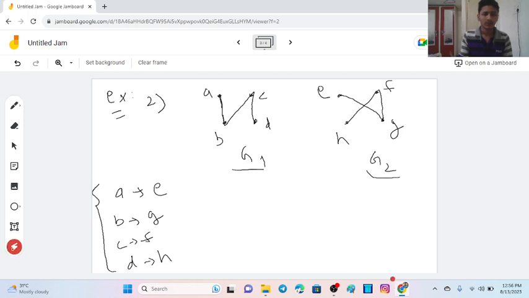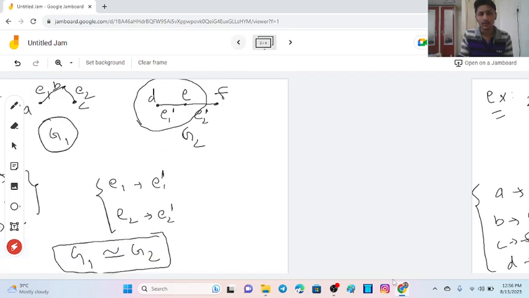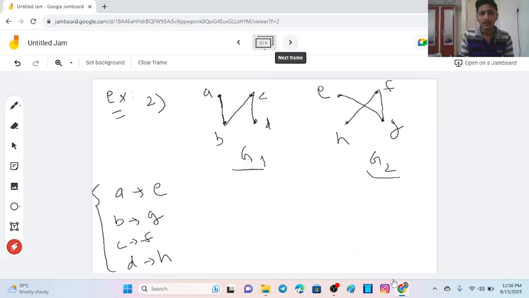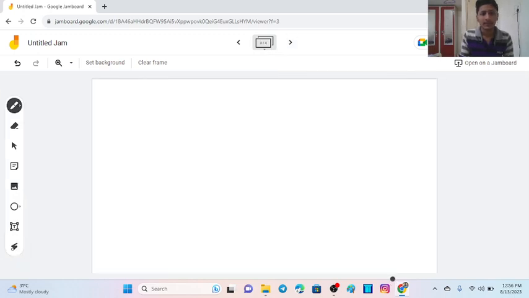Okay. So now let's see some common sense to identify whether two graphs are isomorphic or not. First of all, we see that these two maps, phi and theta, are bijective maps. That tells us that the cardinality of V1 and the cardinality of V2 should be equal. That means the number of elements in set V1 and the number of elements in set V2 should be equal. Also, at the same time, the cardinality of E1 and E2 should be the same.